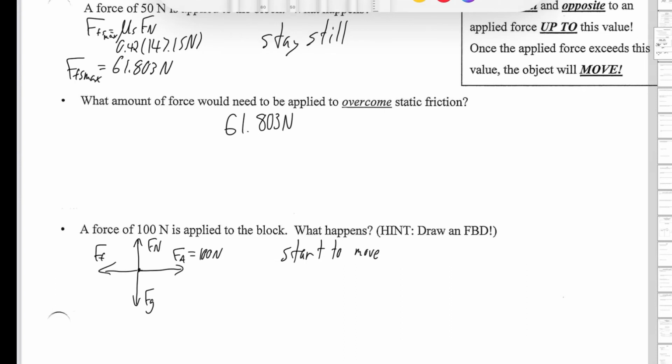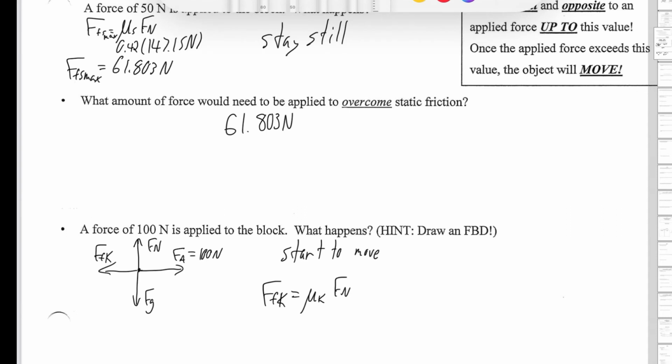Now, when it starts to move, the force of friction that's keeping it from moving is going to be our force of kinetic friction, which is always going to be equal to mu k Fn.